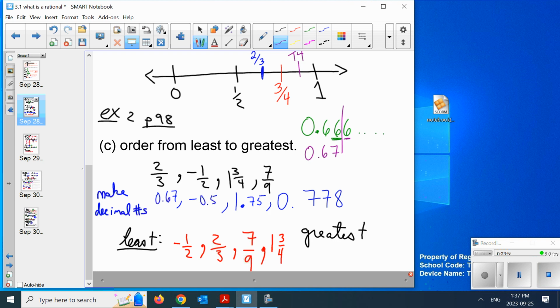Gas prices. You know how gas prices give 3 decimals on the board? Ever notice that? They don't just have $1.67, they have $1.67.9. Those gas prices aren't rounded. So that's an example of rounding to 2 decimals.